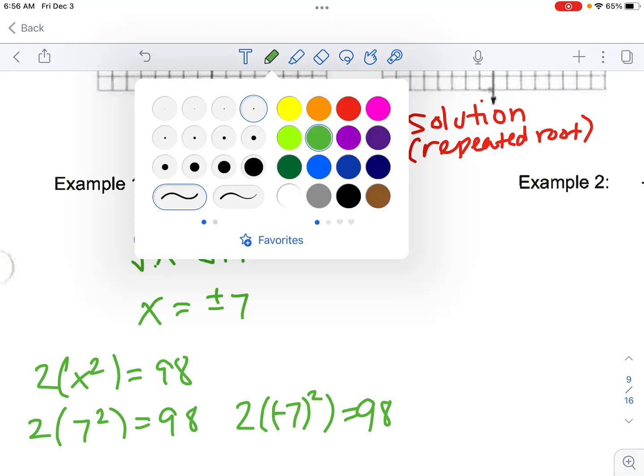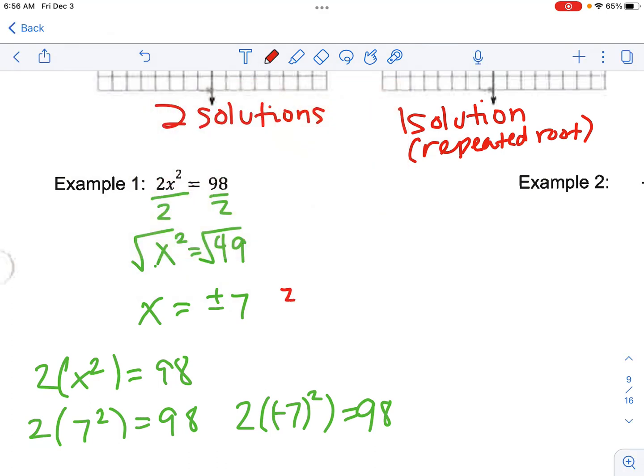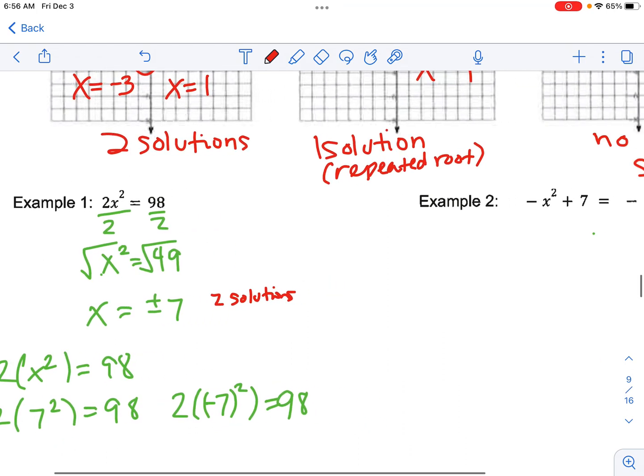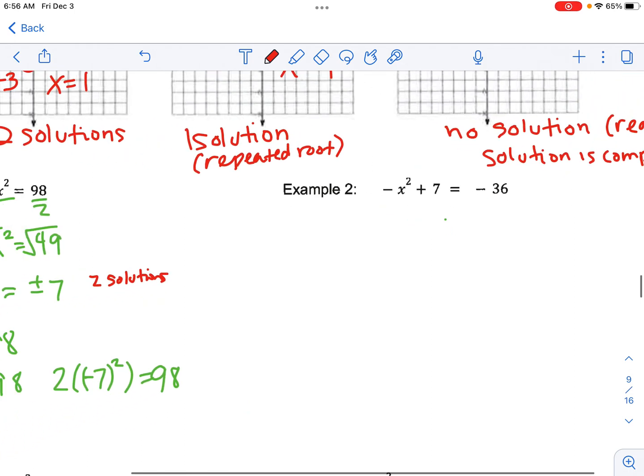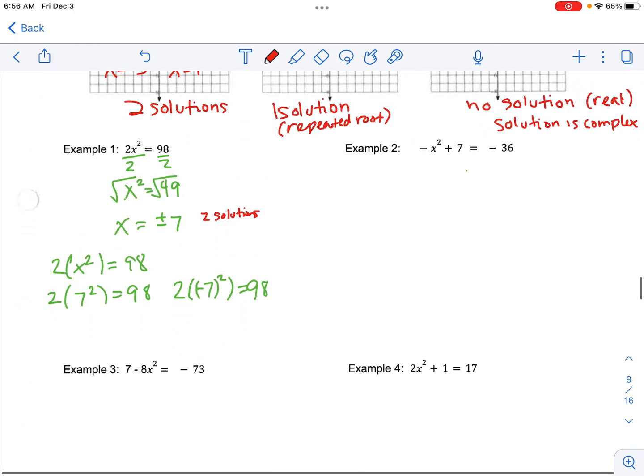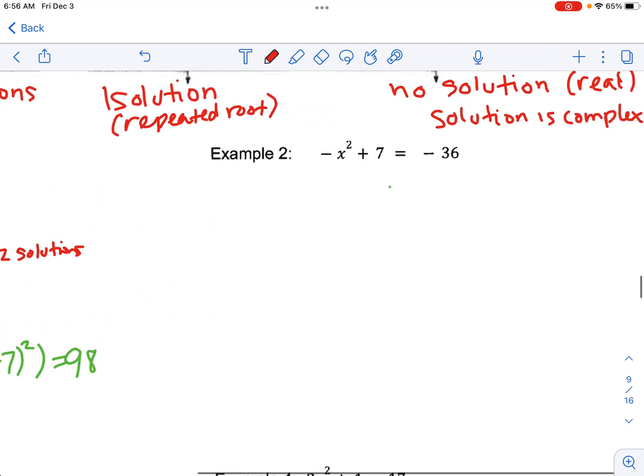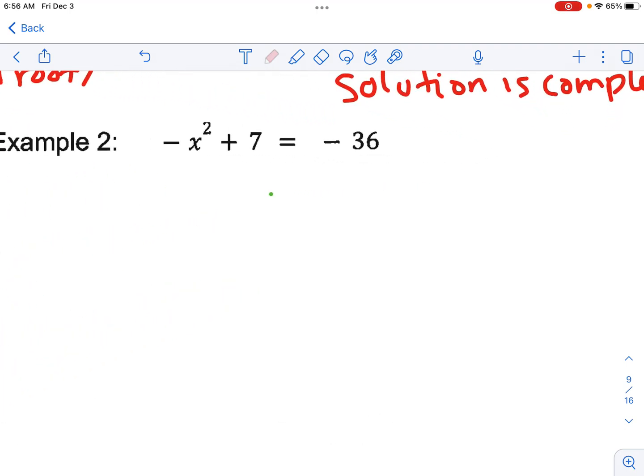So that's what we have here: our two solutions, so to speak. These are our two solutions. X equals 7 and x equals minus 7. Okay, so now what we're doing is we're just doing our algebraic strategies. So I'm just going to go through these pretty quick.